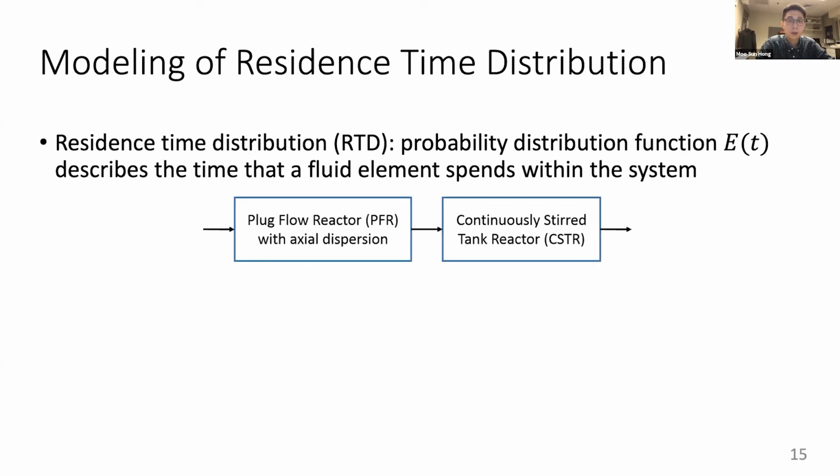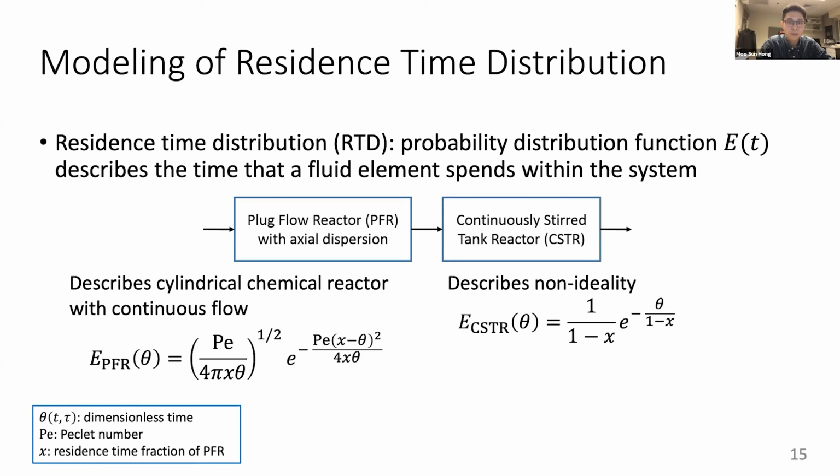And here we model the column as the plug flow reactor with axial dispersion in series with a continuously stirred tank reactor. And their respective residence time distributions are shown in the given formulations. So the plug flow reactor with axial dispersion describes a cylindrical chemical reactor with continuous flow, and the continuously stirred tank reactor describes any non-ideality that might be present in the actual column operation.